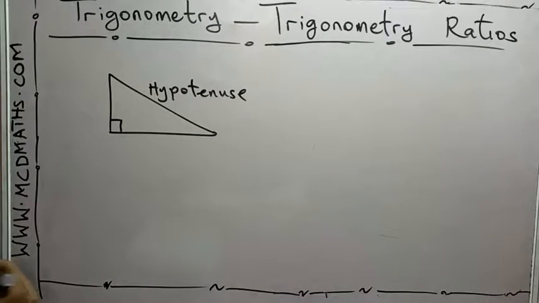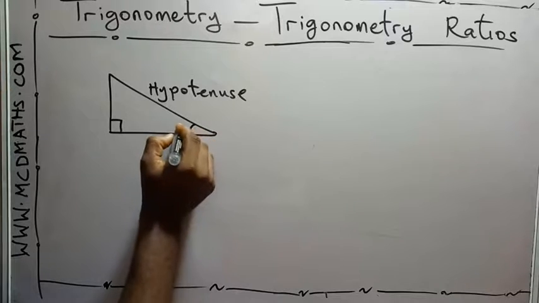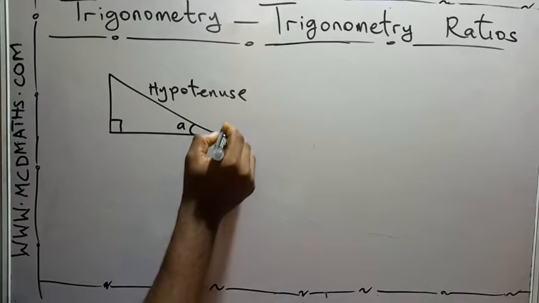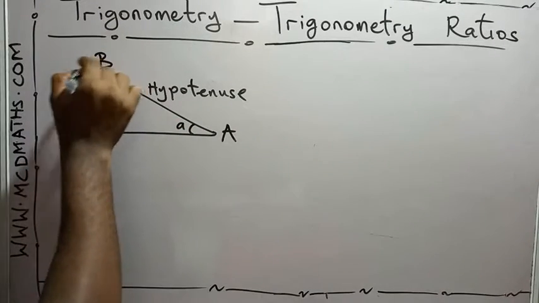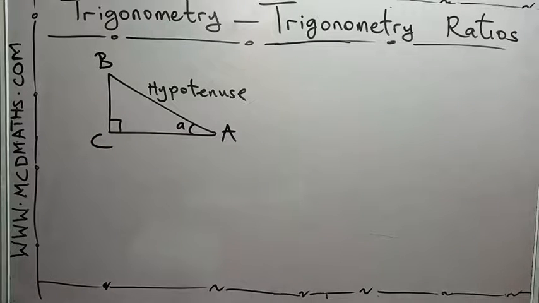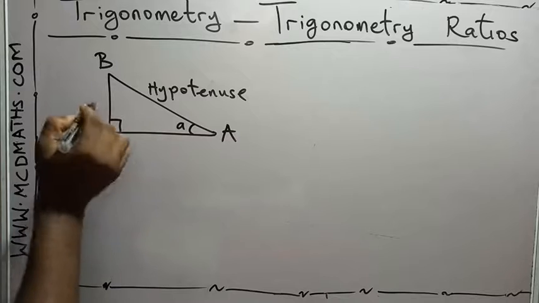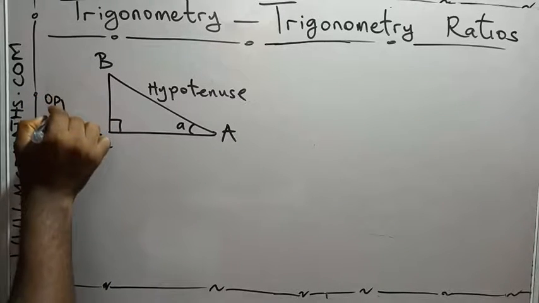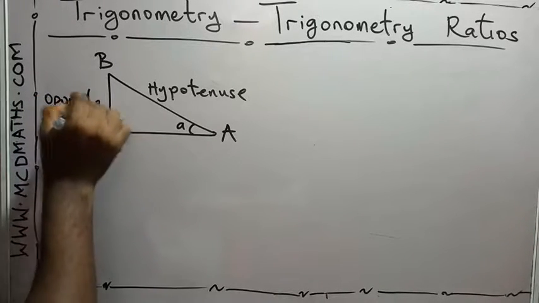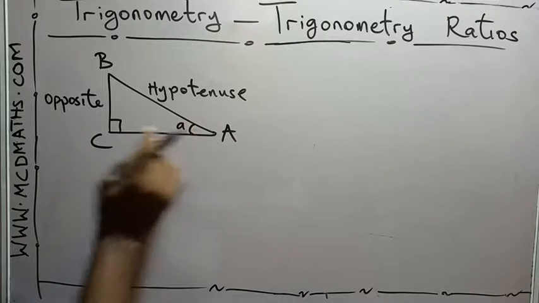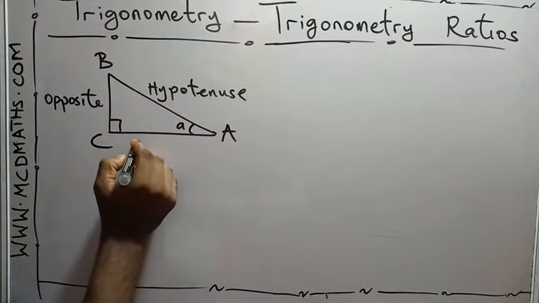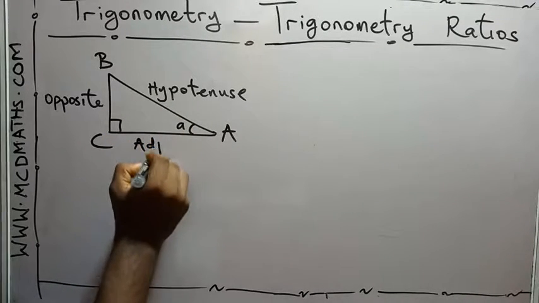Let's see, we're talking about this angle A. So let's term this as angle A, B, and C. We're talking about angle A, then we already established that the side opposite gives you the opposite, and of course the other side, which is next to the angle, gives you the adjacent.